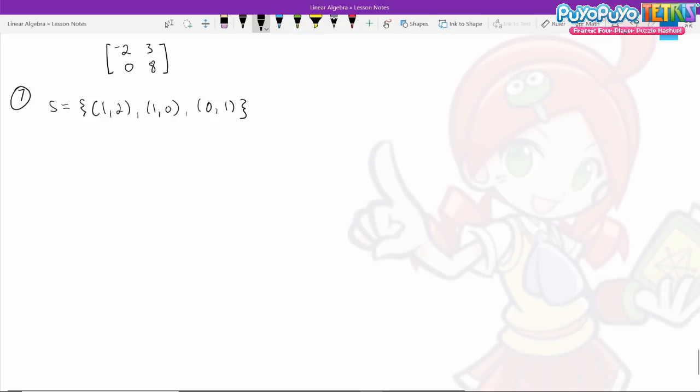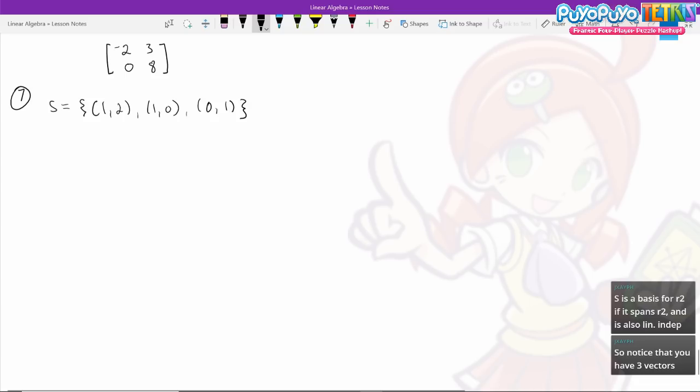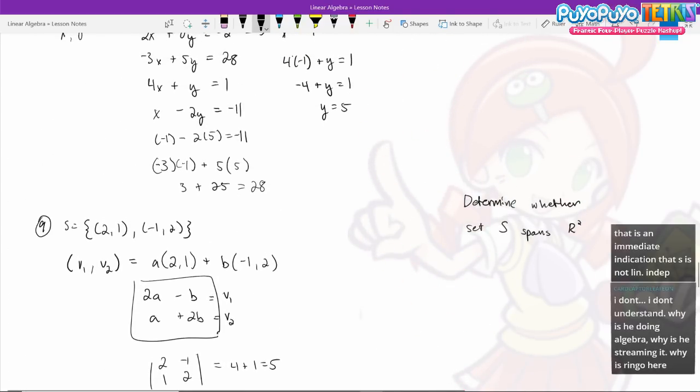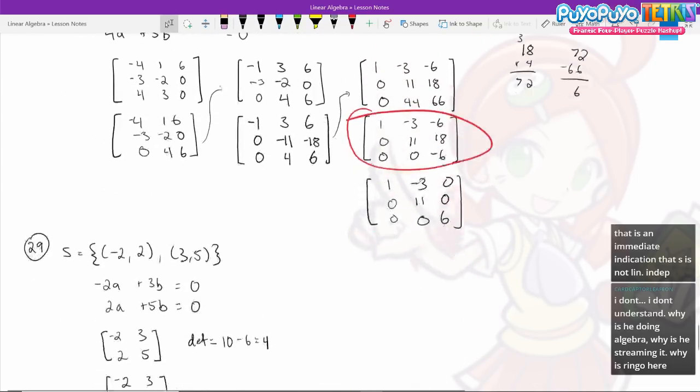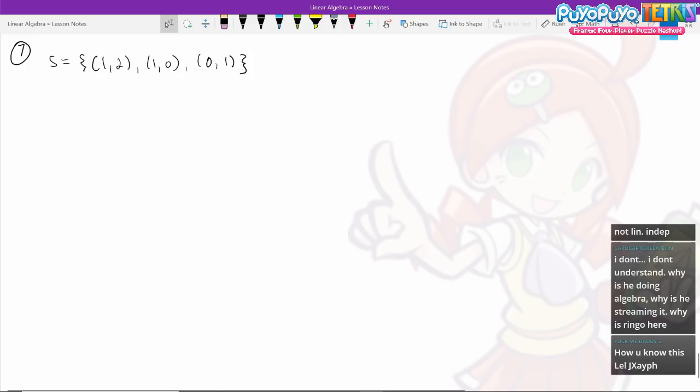Why? Is it because you're only supposed to have... So wait, S is a basis for R2 if it spans R2 and is also linearly independent. Three vectors. You can determine spanning and linear independence by the determinant, right? But oh wait.